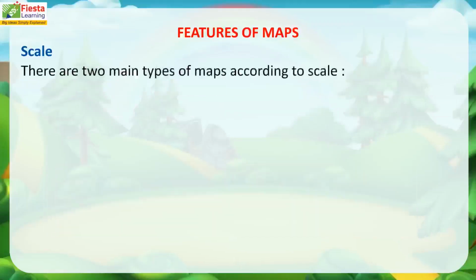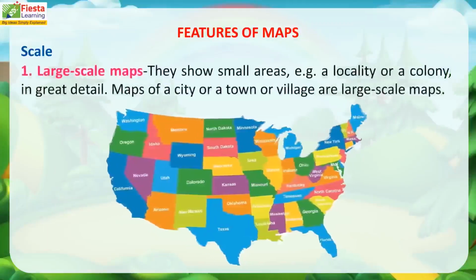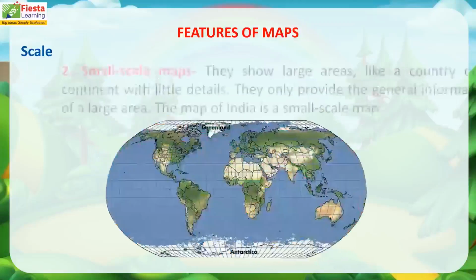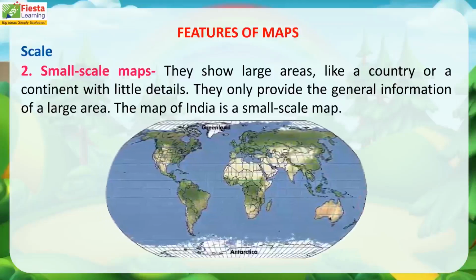There are two main types of maps according to scale. One, large scale maps. They show small areas, for example a locality or a colony, in great detail. Maps of a city or a town or village are large scale maps. Two, small scale maps. They show large areas like a country or a continent with little detail. They only provide the general information of a large area. The map of India is a small scale map.